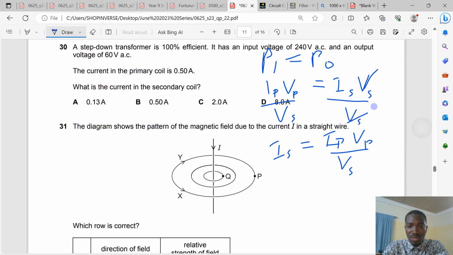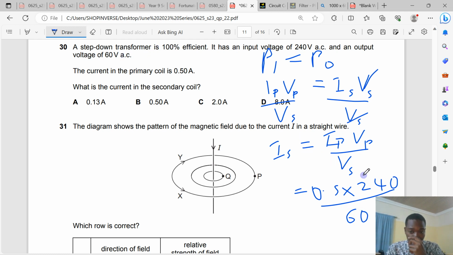So let's substitute. What's the current in the primary? The current in the primary coil is 0.5 amperes. We have 0.5 multiplied by the voltage in the primary. The input voltage is 240 volts. Voltage in the primary is the input voltage. Then the output is the secondary, 60 volts. So 240 times 0.5 is 120. 120 divided by 60 gives us 2. So our answer will be 2 amperes. That makes option C the correct answer here.